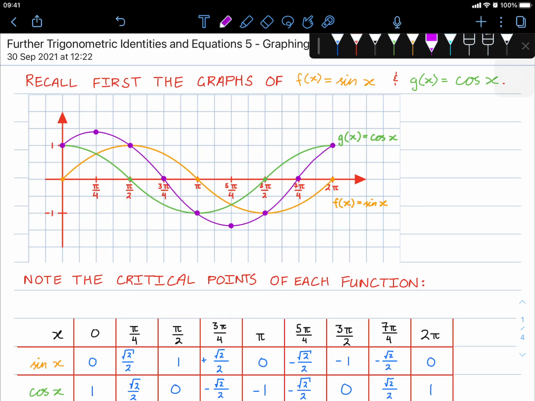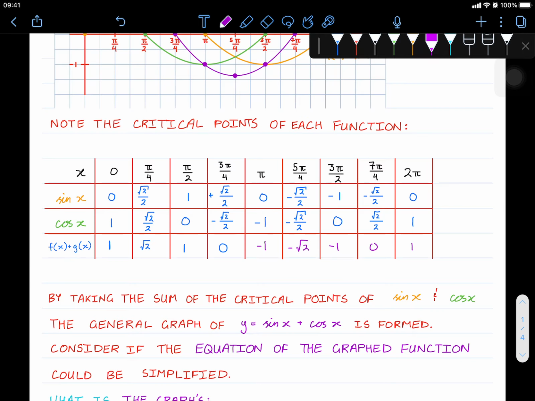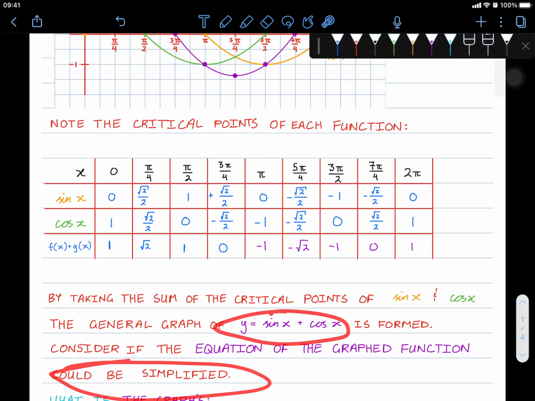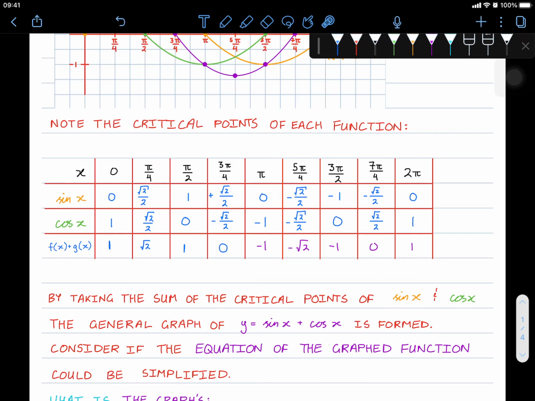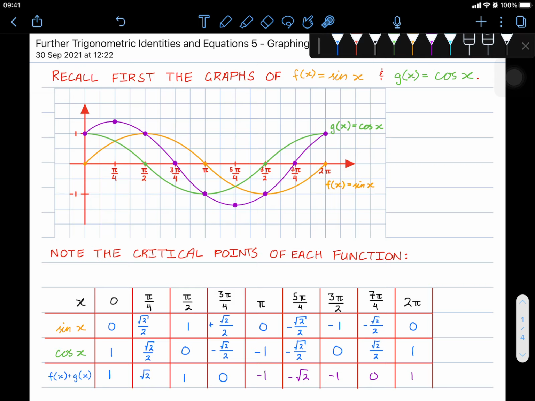sine plus cos. Now let's see if we can think of a simpler way of expressing this equation here. y equals sine x plus cos x. So it's rather tedious to try and graph that. You have two different graphs to worry about. So what if we could write this out using just one trig ratio? So sine, cos, or tan.